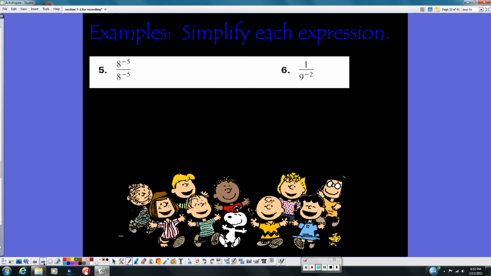Let's take a look at a couple of more examples. Here I have 8 to the negative fifth over 8 to the negative fifth. And here I have 1 over 9 to the negative 2. Now for this first one, there's a couple of ways we can do that. Anything over itself is going to equal 1.